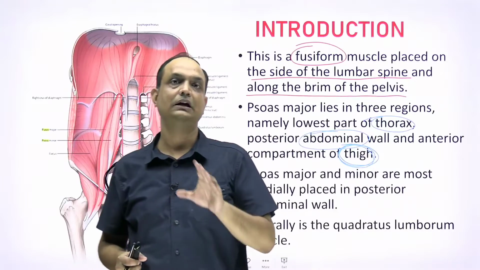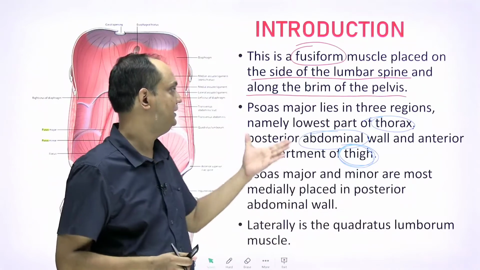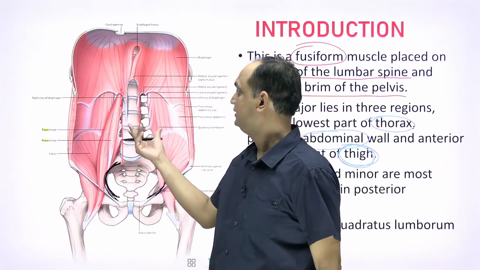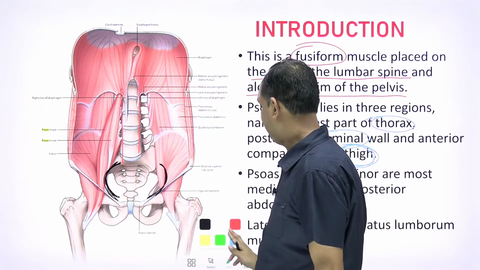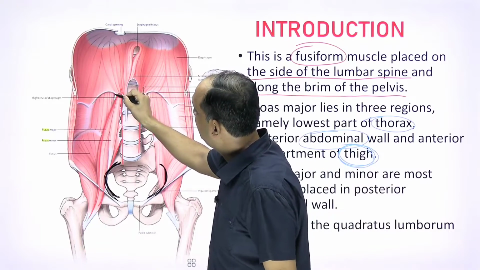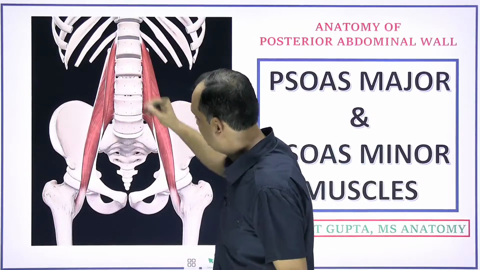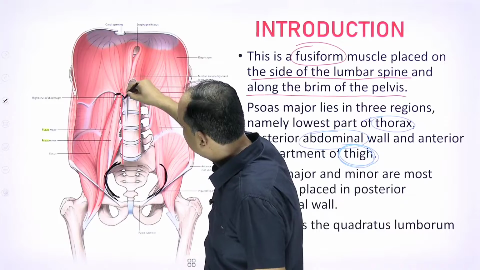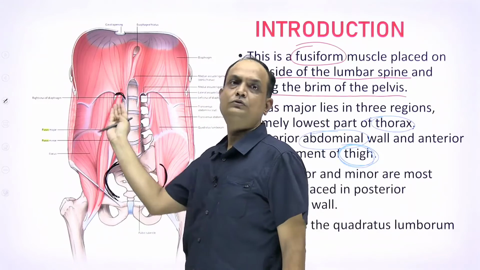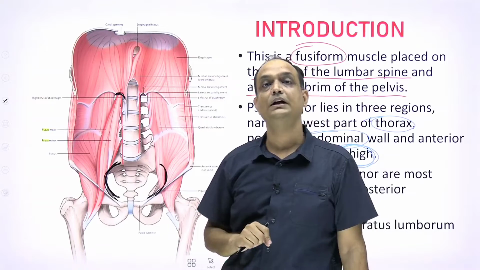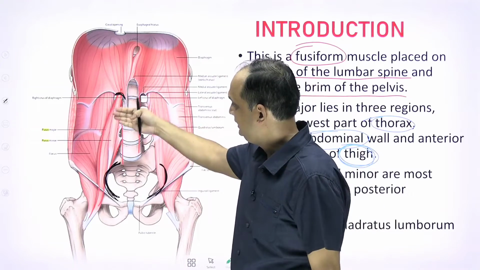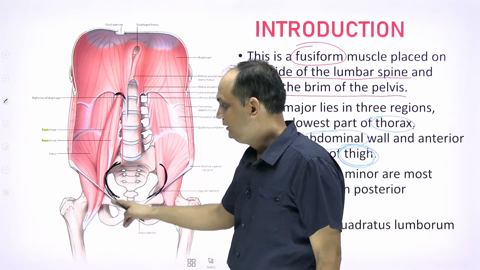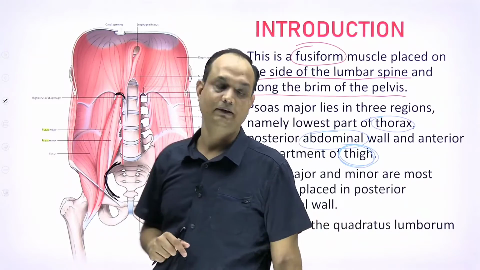So my dear students, the question is: which three regions are shared by the psoas major? Here in this image you can see the medial arcuate ligament, and just below it you have the muscle, which has a small entry into the posterior mediastinum of your thorax. Here you can see it is present in the posterior wall of the abdomen, and here, below the inguinal ligament, it enters into the front of the thigh.